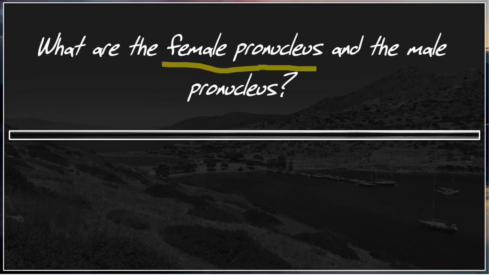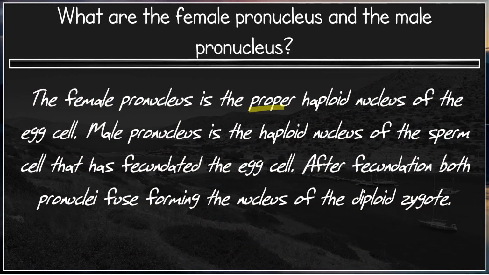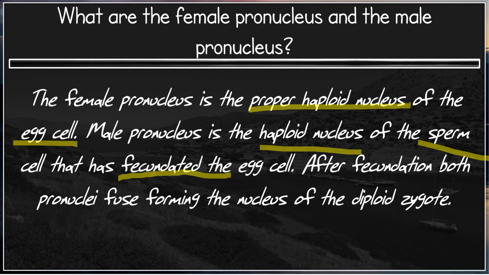What are the female pronucleus and male pronucleus? Female pronucleus is the proper haploid nucleus of the egg cell. The male pronucleus is the haploid nucleus of the sperm that has fecundated the egg cell. After fecundation, both pronuclei fuse, forming the nucleus of a diploid zygote.